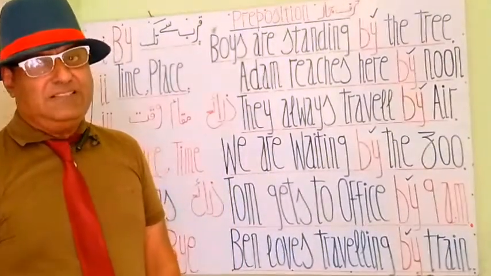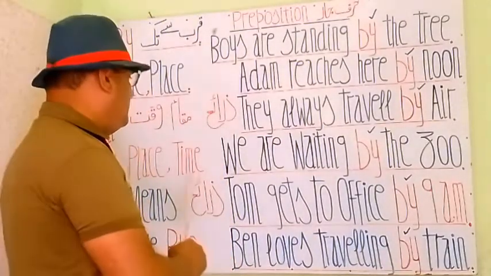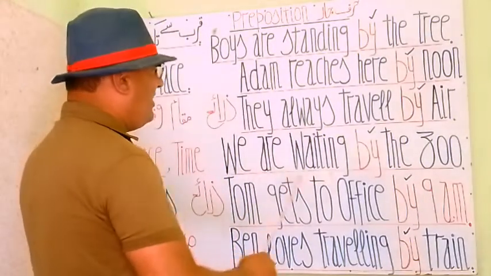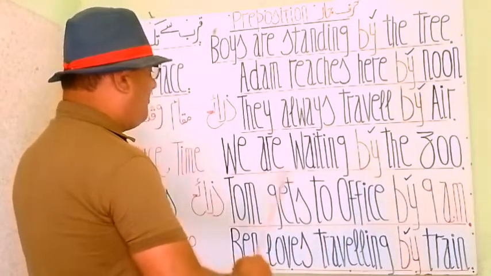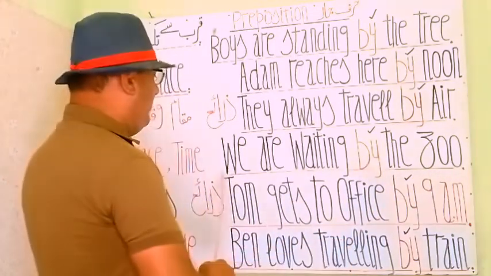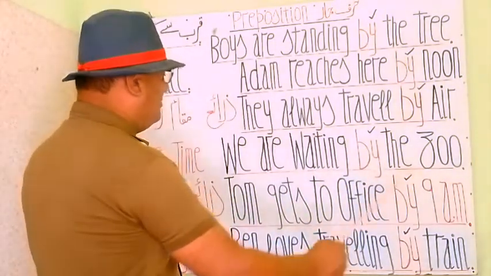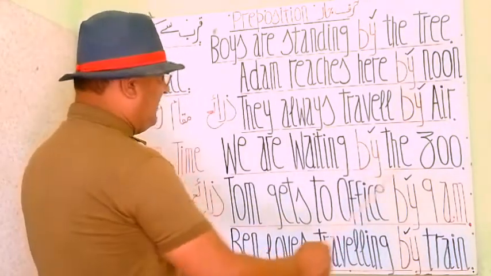Let's move to the next statement. आइए अगले जुमले को देखते हैं. Next phrase is, we are waiting by the zoo. हम चिड़ियाघर के पास इंतजार कर रहे हैं. We are waiting by the zoo. हम चिड़ियाघर के करीब इंतजार कर रहे हैं.